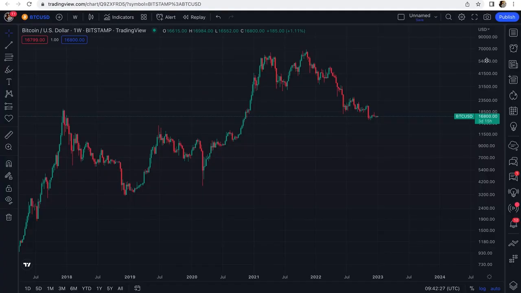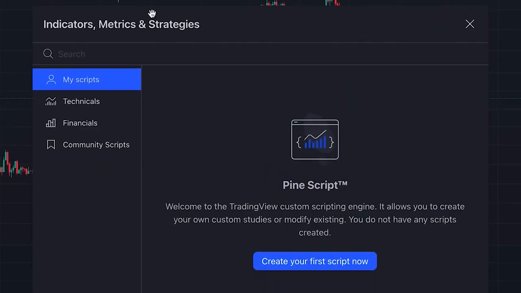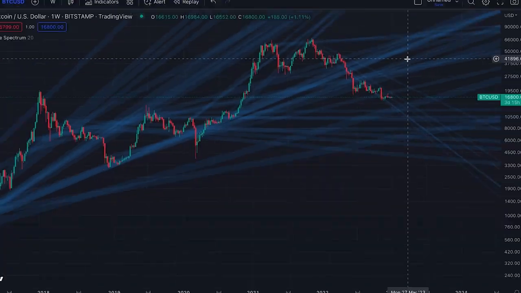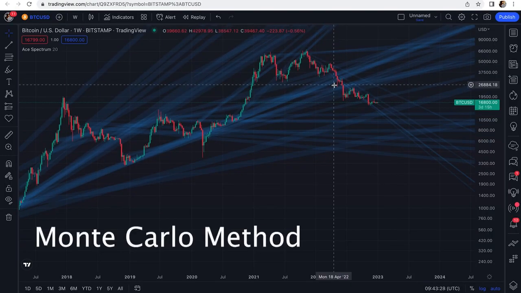In today's video, I want to show you a very fantastic indicator that I found on the TradingView platform. To add this wonderful indicator to our chart, we click on indicators and search for ACE Spectrum. We add this one. This indicator uses the Monte Carlo sampling method for projecting these lines based on past data.